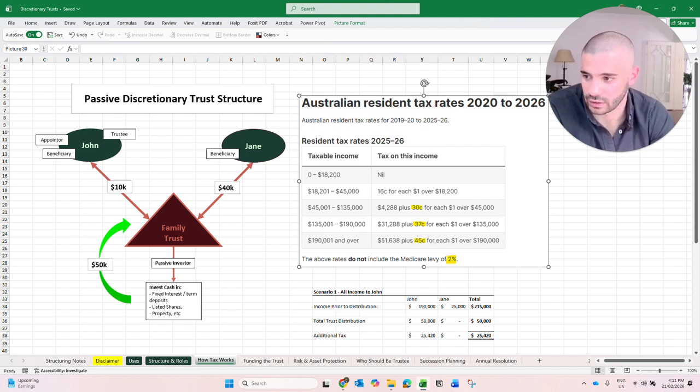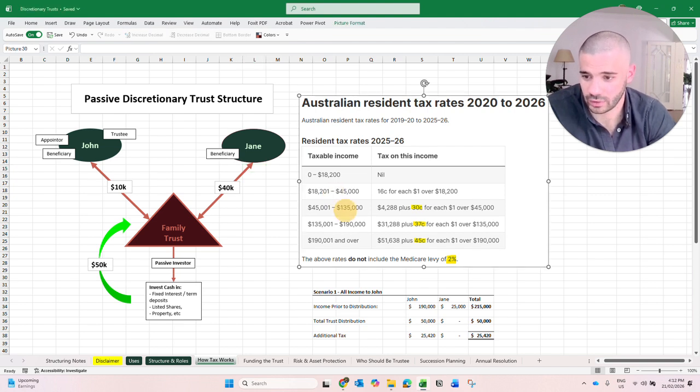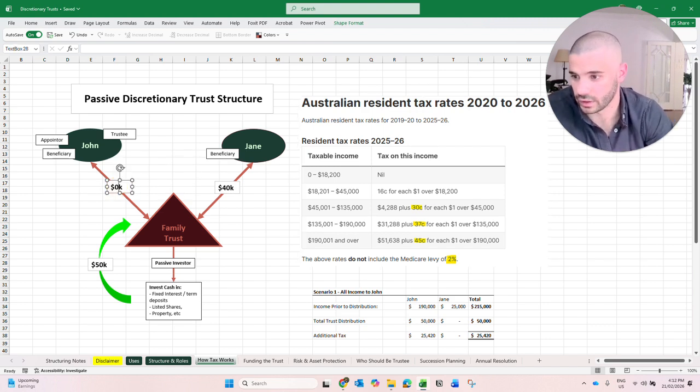So you can probably see where this is useful. If John is the main income earner and he's earning $190,000, every single additional dollar that he earns, 47% of it goes to the tax man. Jane, let's just pretend Jane is a stay-at-home mum, and she might have some part-time work, but her income is much lower than John's. We can use up her lower income brackets by distributing profit to Jane. Okay, so let's just think about a scenario where that's the case, as we just discussed, and we're going to give the full $50,000 to Jane.